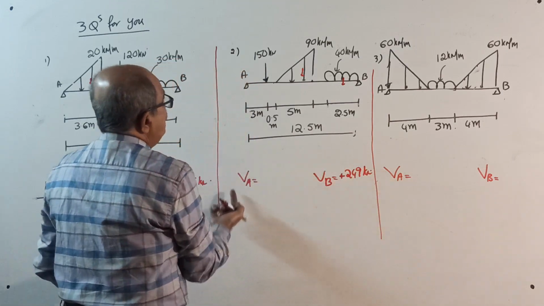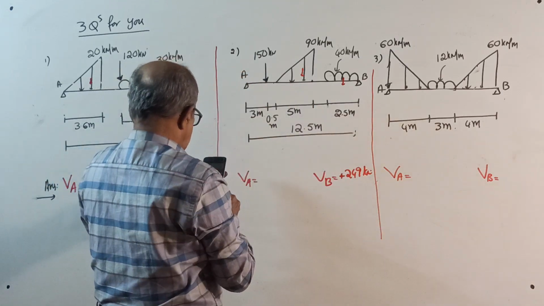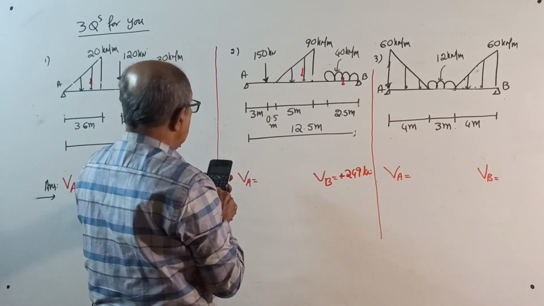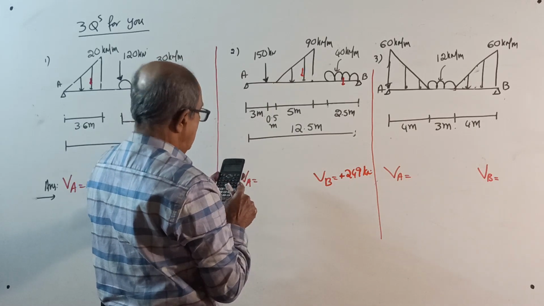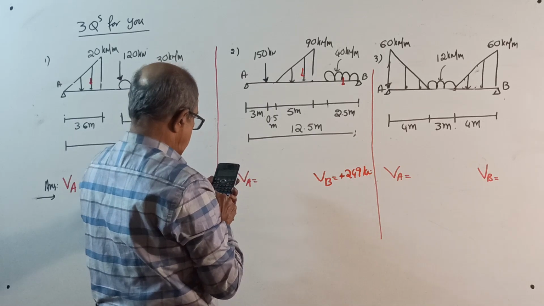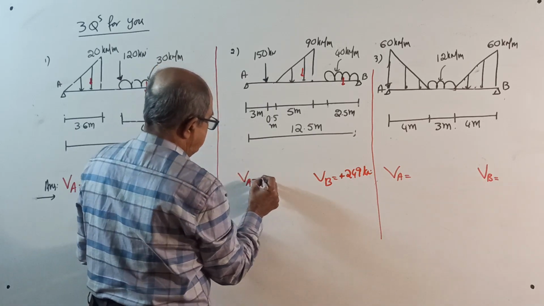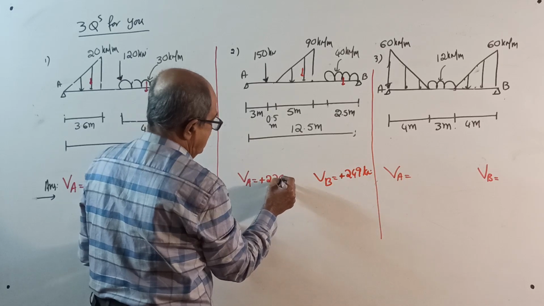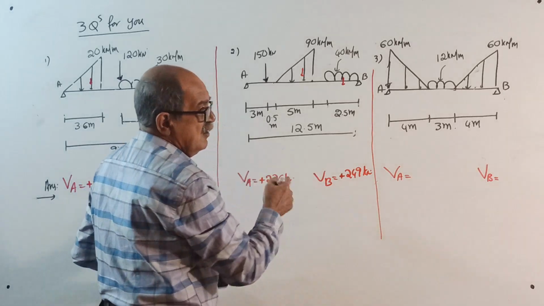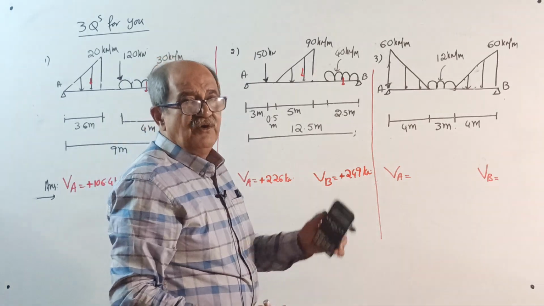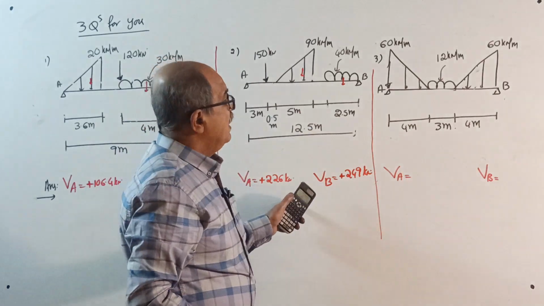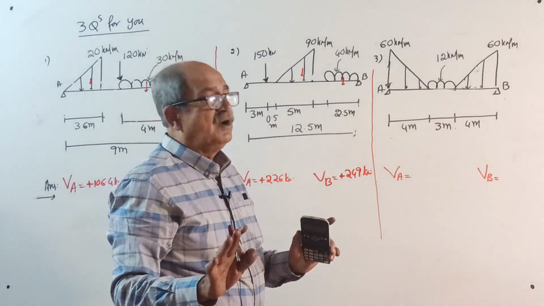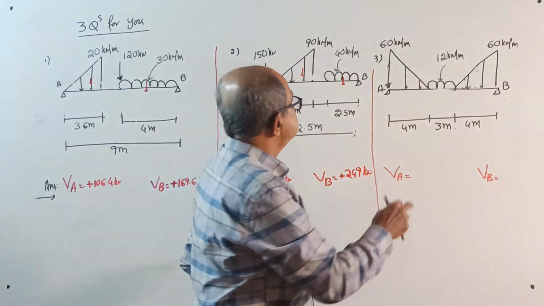Sigma V equals 0, VA plus VB minus 150 minus half into 5 into 90 minus 40 into 2.5 equal to 0. VA will come plus 226 kilonewton. 1 minute now. I will check all these values, safer side, because chance of making mistake by taking moment about other point. You don't bother it. It won't take much time.